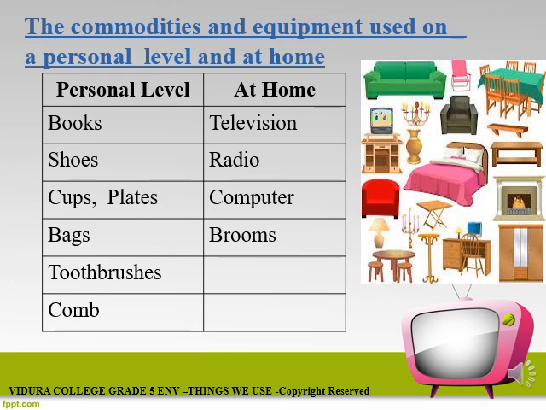So children, I'm going to divide the commodities and equipment into a table, that is personal level and at home. The examples are books, shoes, cups, plates, bags, toothbrushes and comb. And at home, that we share with each and everyone, examples are television, radio, computer and broom.